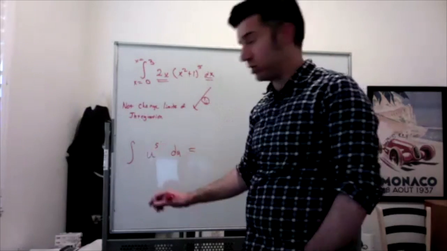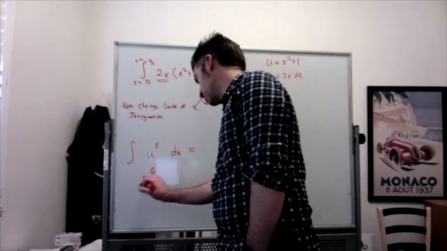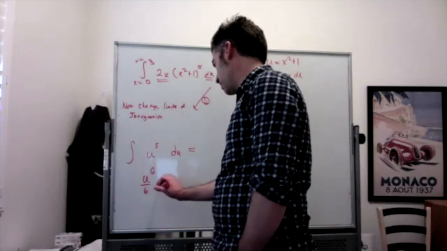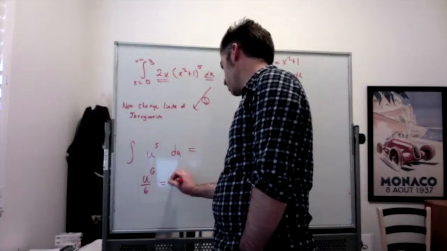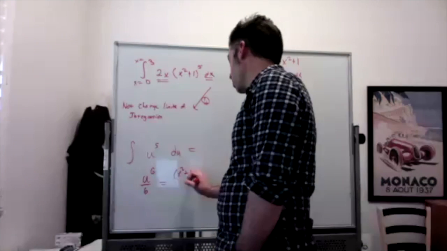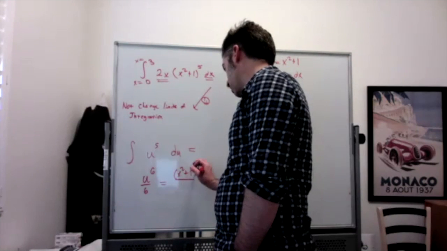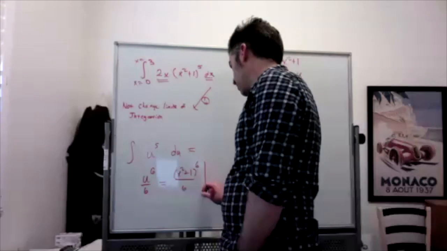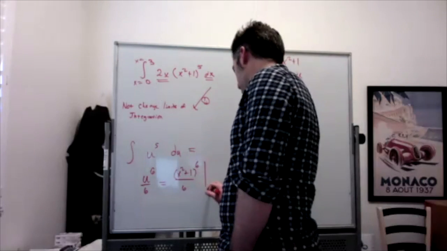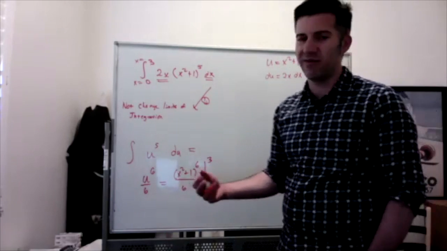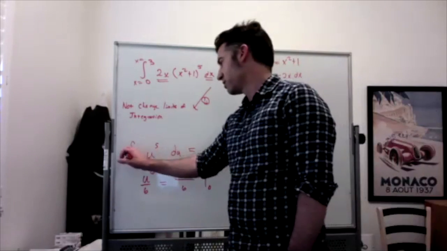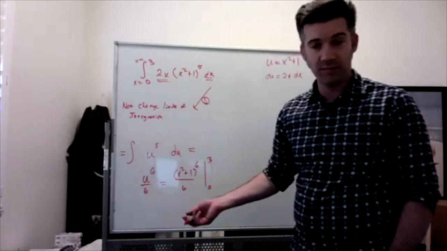I'm going to anti-differentiate it. I'm going to get u to the 6th over 6. And then I'm going to plug back in what u is equal to, which is x squared plus 1, to the 6th over 6 from 0 to 3. Now, personally, I don't love this because it still feels like you're kind of still missing a little something.